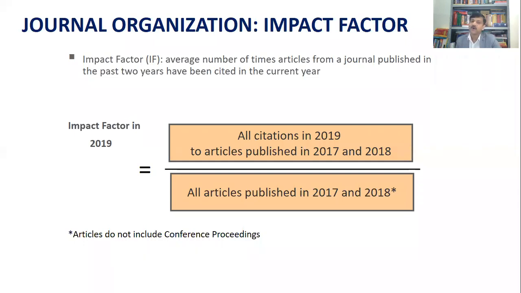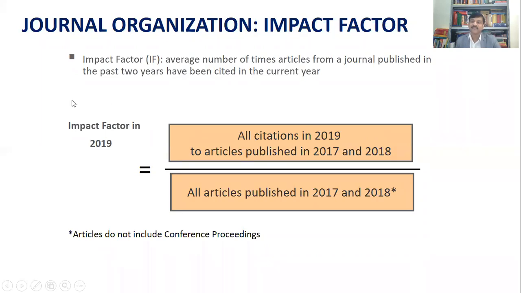So you look at all citations in 2019 to articles which have been published in 2017 and 18 divided by all articles published in 2017 and 18. So say, for example, in 2017 and 18 for Journal of Science or Journal of Law, the articles published were 25 and the citations were about, say, 10. So 10 divided by 25 would be the impact factor for that journal. So this is something which is impact factor. You must have heard about this impact factor many times. So this is how the impact factor is calculated.